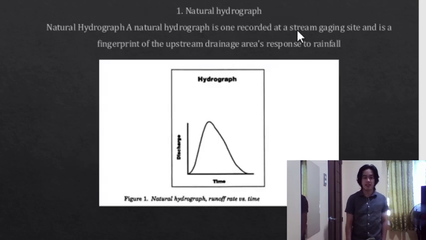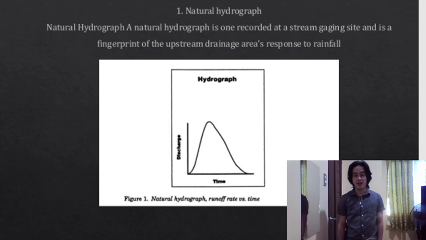First is the natural hydrograph. A natural hydrograph is one recorded at a stream gauging site, the fingerprint of the upstream drainage area's response to rainfall. You can see the figure. This is an example.